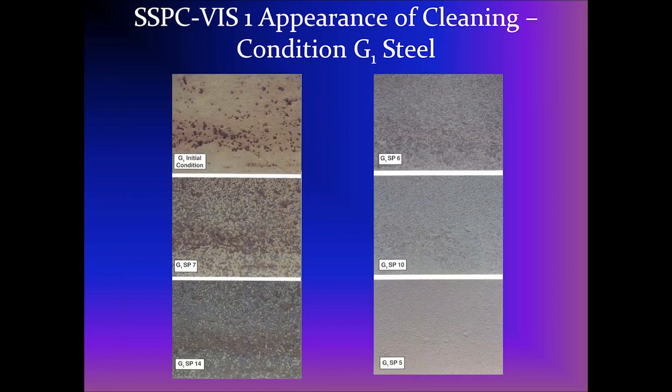Here's an example of some of the new standard's photos added for previously painted steel. The initial condition is on the top left; there you've got the brush-off blast. The bottom left, SP14 industrial blast. Top right, commercial, then near white and white.